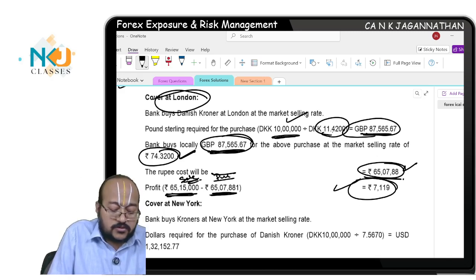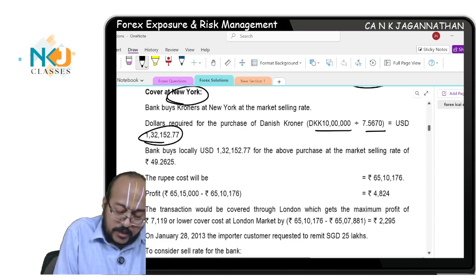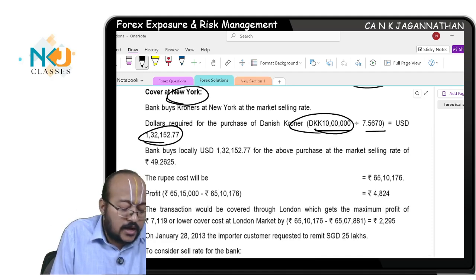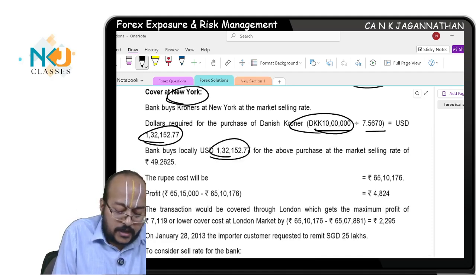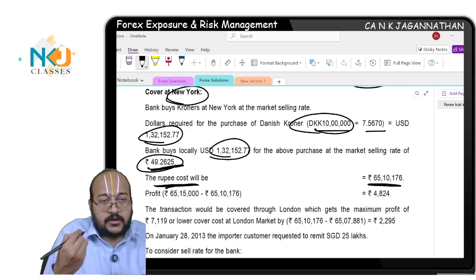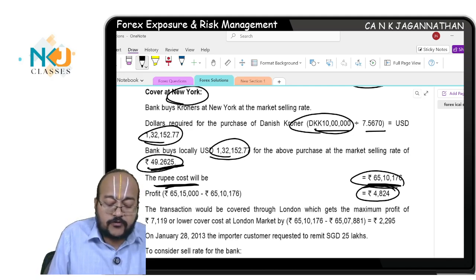Net gain is 7,169. Same way, in the New York market, the US dollar is to be purchased to get 10 lakh DKK. To buy this much US dollar by paying rupees, you should use 49.26. Hence, my rupee purchasing cost will be 65 lakhs 10,176. Net profit will be 4824.